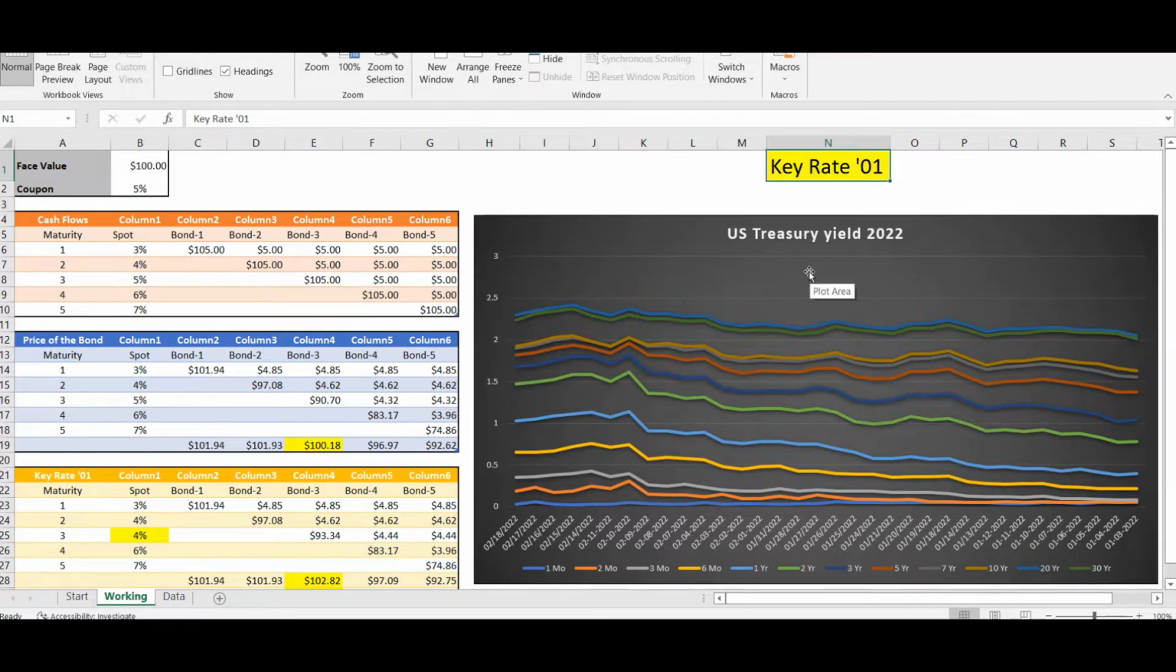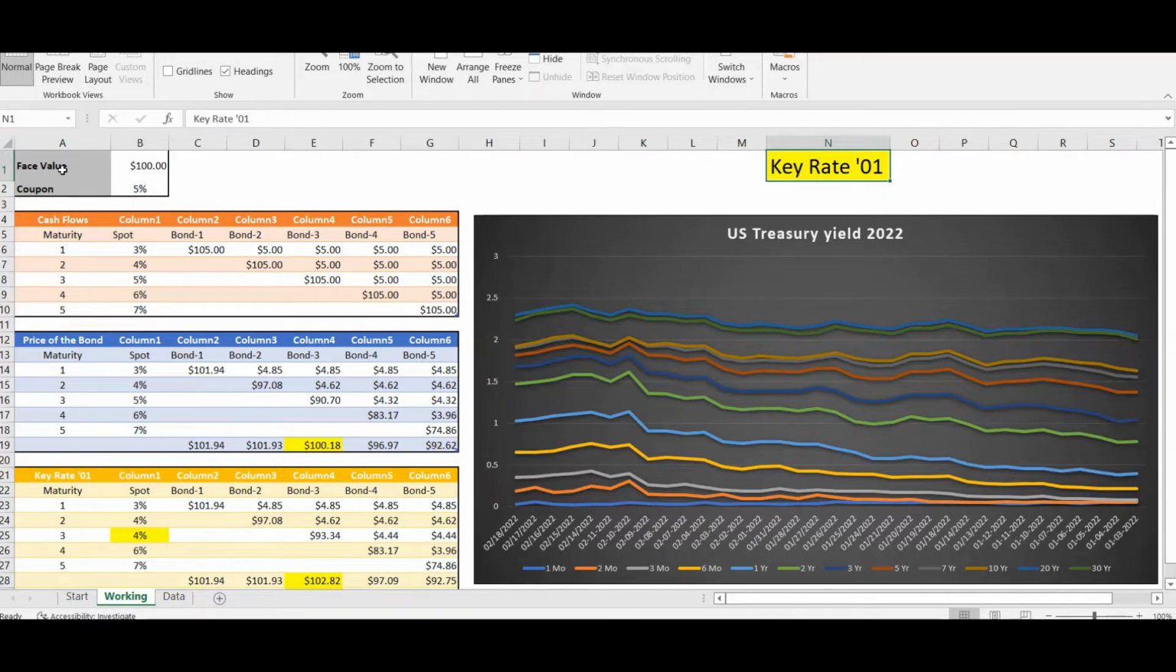That is the background of the concept, the origination of the concept. Eventually DV01 was not serving the purpose of a hedge. That's why we have Key Rate Duration. So let's look at what Key Rate Duration is.